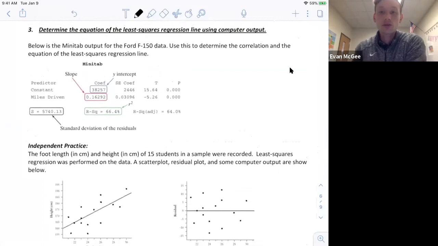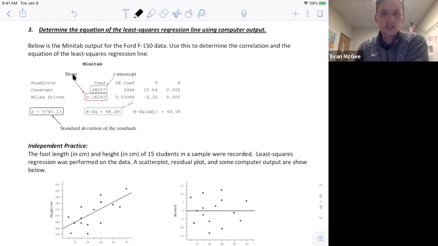This is the third 3.2b video, and we're going to look first at how to write the equation of a regression line when they give us a computer output. So you can see here I've already got highlighted the important concepts, and this is from the Ford F-150 data. So we're using the miles driven to predict the price. So miles driven is the explanatory variable.